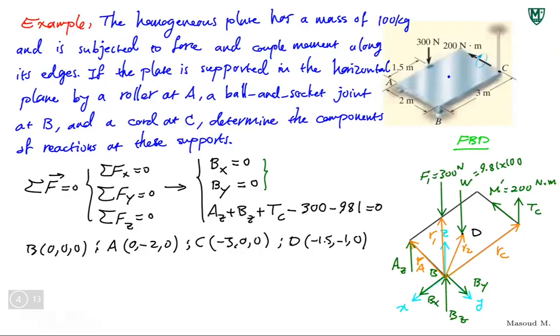Let's form the vectors. Some of them are pretty easy. RA, well, it's along y-axis in negative direction, so it's just minus 2j, exactly as the point A. Guys, stop me if you cannot follow any of these steps. I'm just going assuming that things make sense.